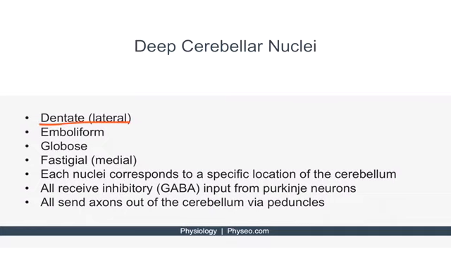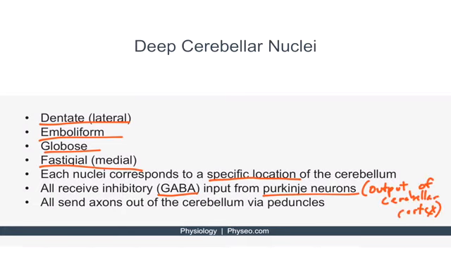So now let's talk about these deep cerebellar nuclei. There's the dentate nucleus, which is the most lateral one, and there's the emboliform, globose, and the fastigial. Now each nucleus corresponds to a specific location of the cerebellum, and all receive an inhibitory input from the Purkinje neurons, which, as we recall, is the output of the cerebellar cortex. It's best to imagine that, by default, these deep nuclei are sending off signals. When the Purkinje neurons release GABA, the deep nuclei will be inhibited. This allows the cerebellum to modulate movement as necessary.